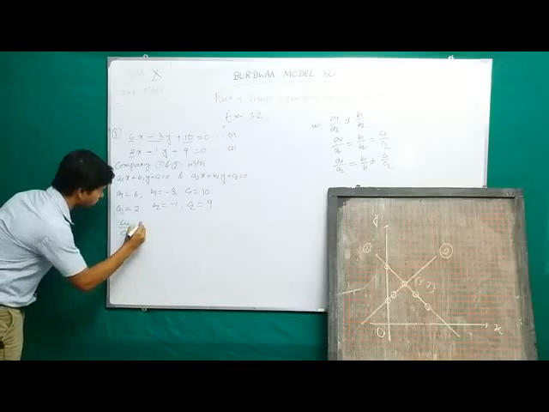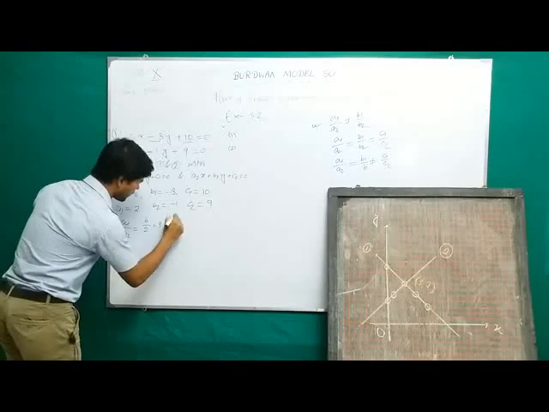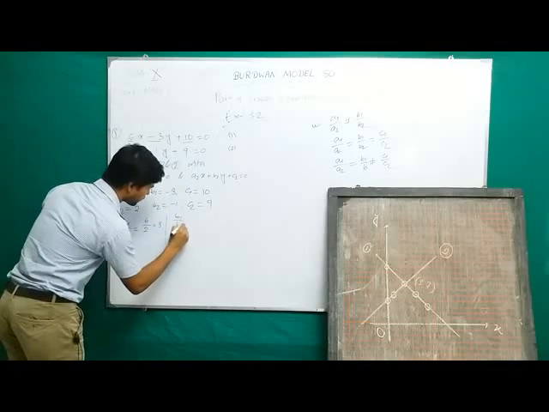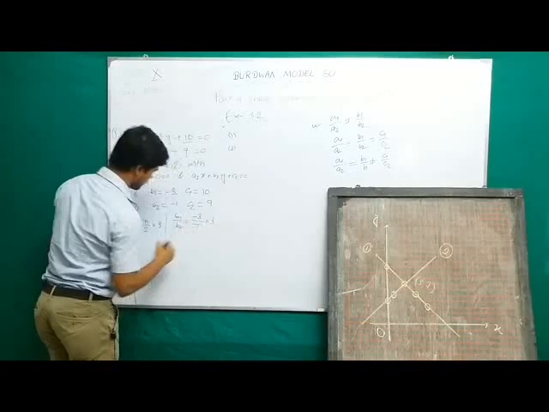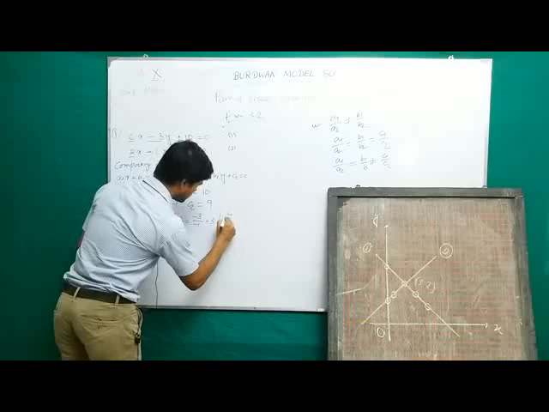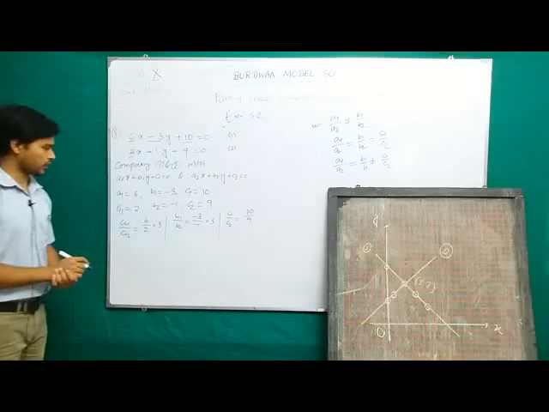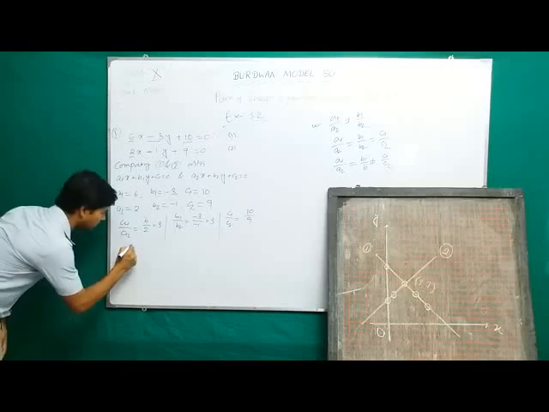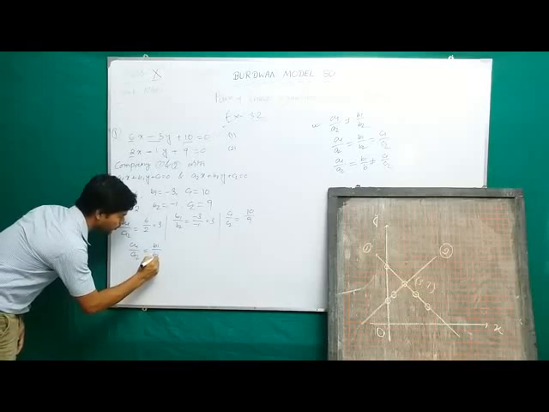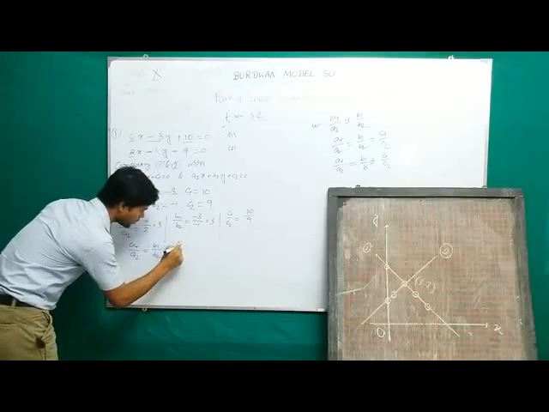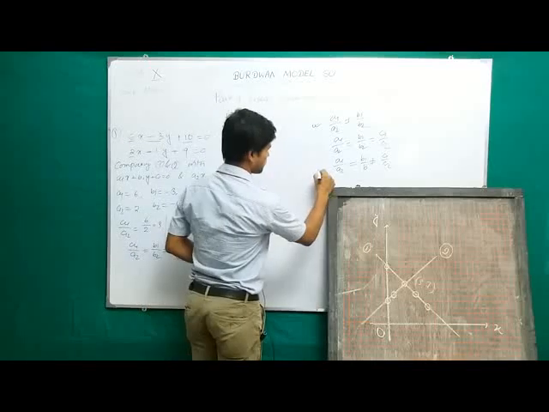Now calculate the ratio of a1 by a2. a1 by a2 is equal to 6 by 2, that is equal to 3. Now calculate b1 upon b2, that is minus 3 by minus 1, which is equal to 3, again 3, and c1 by c2 is equal to 10 by 9. So from here we can say that a1 by a2 is equal to b1 by b2, which is not equal to c1 by c2. That means the third condition is satisfied here.